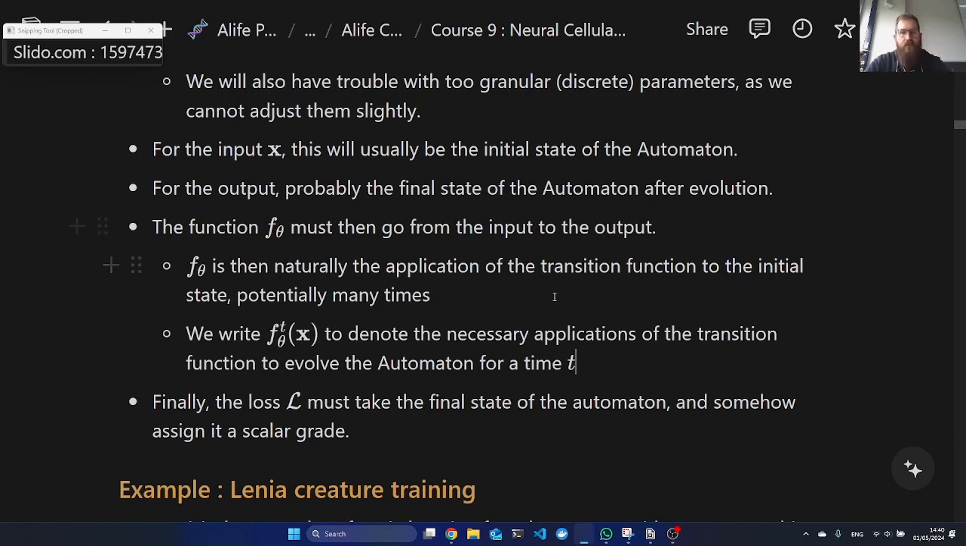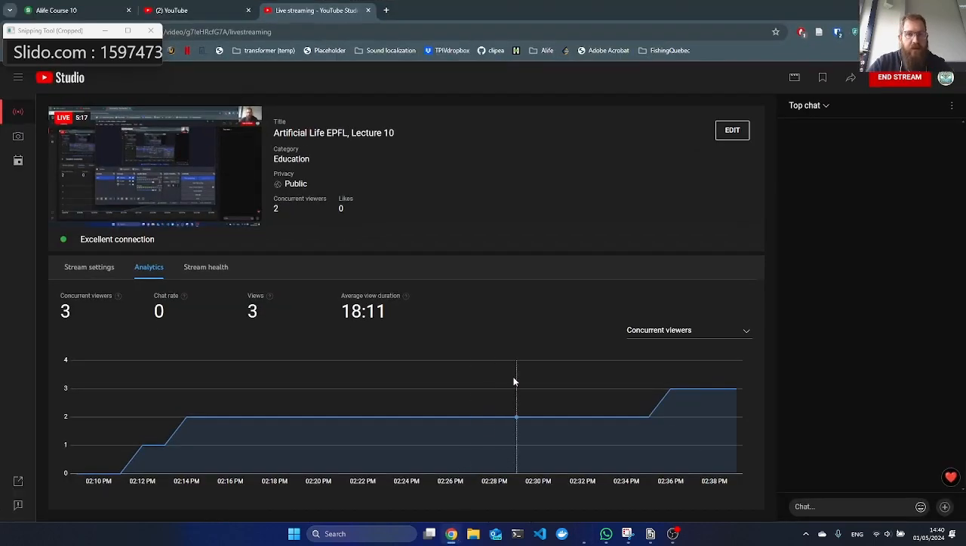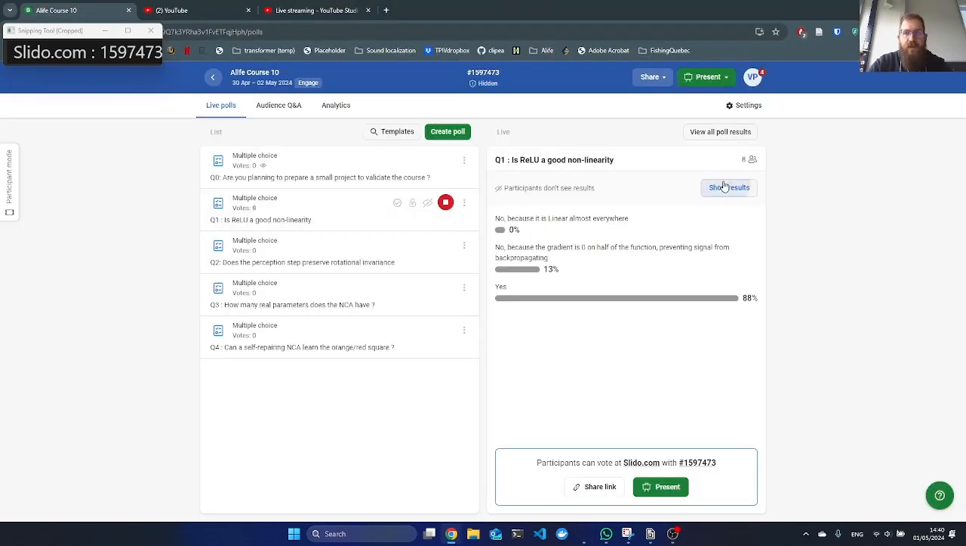And then we must choose the loss, and this will be completely free, and it will probably depend on the final state of the automaton. So let's go a bit to the poll to see what people said. Yeah. So most people said yes, which means I think either people saw that it was obviously a trick question or they already know about machine learning.